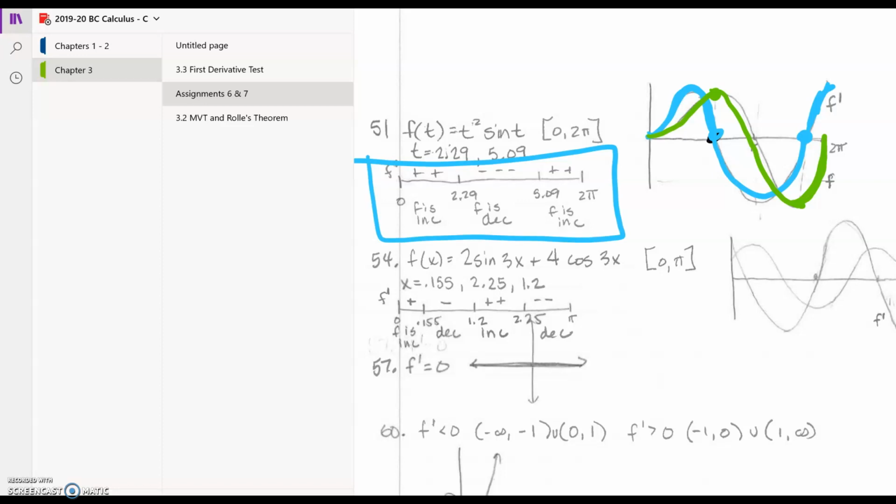You can see that I did the same thing on 54. It was a little bit messier. There's one more critical value in the mix, so there's a little bit more to do, but I hope this helps.